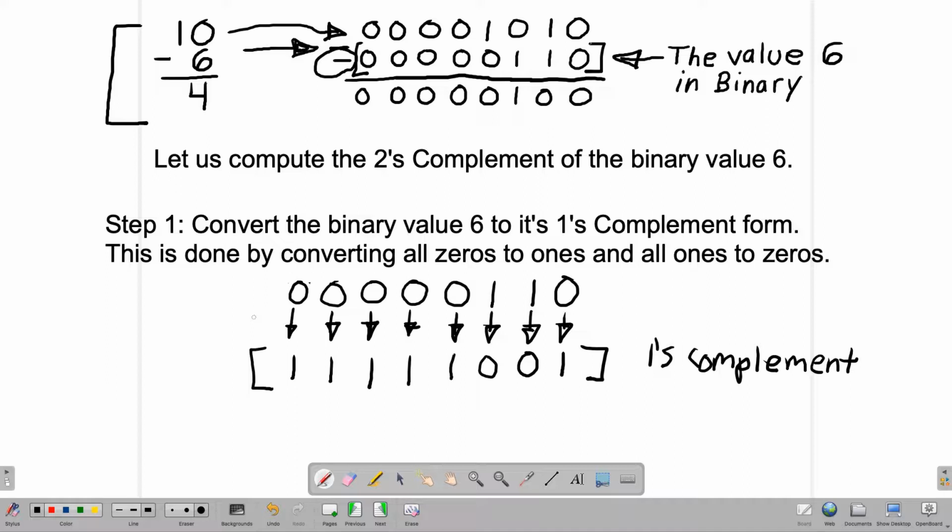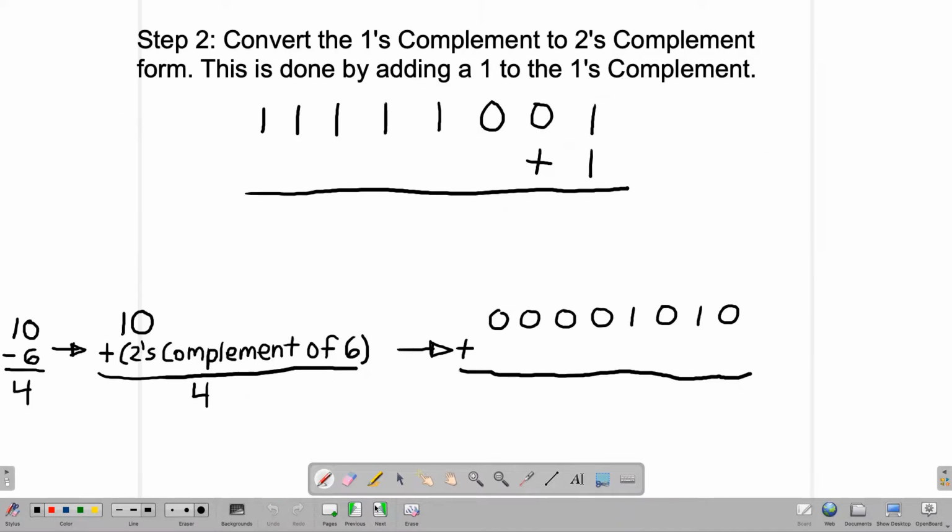So that's step 1. Next is step 2. Convert the 1's complement to 2's complement. And this is done by adding a 1 to the 1's complement. So we already converted the binary value 6 to 1's complement. We came up with the value 1, 1, 1, 1, 1, 0, 0, 1. And so to convert that to 2's complement, we add the value of 1 to the entire value.